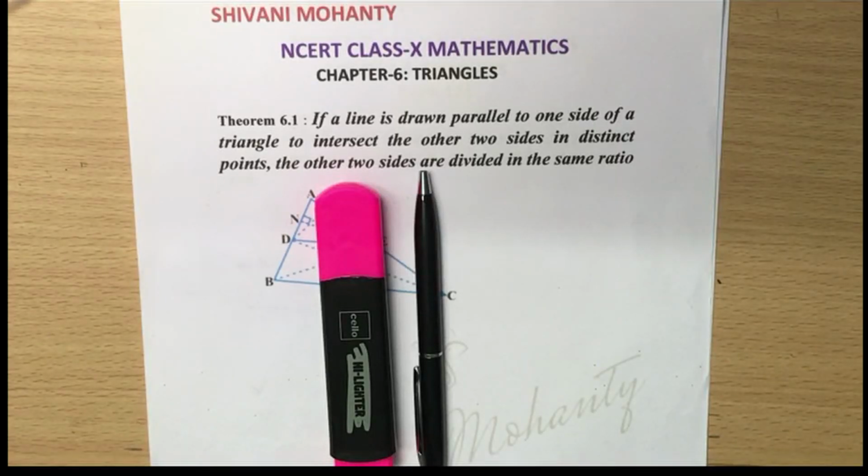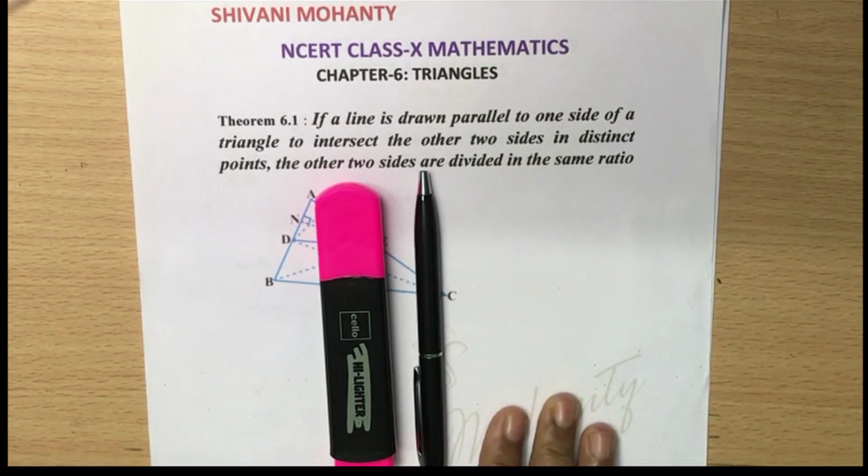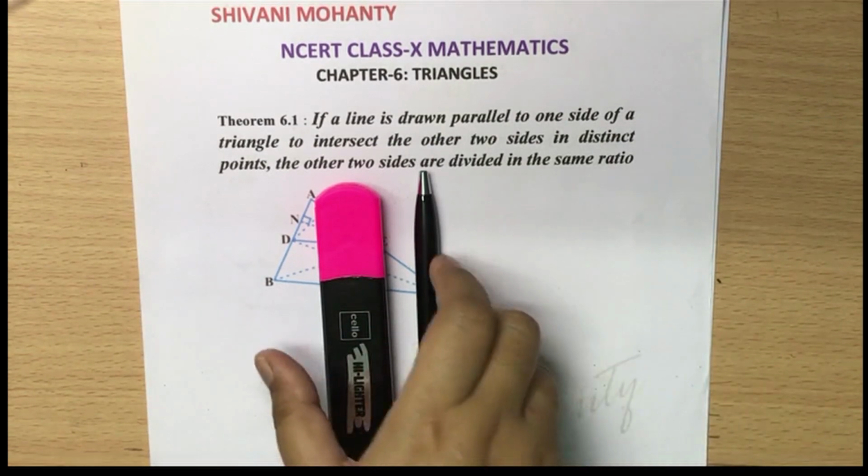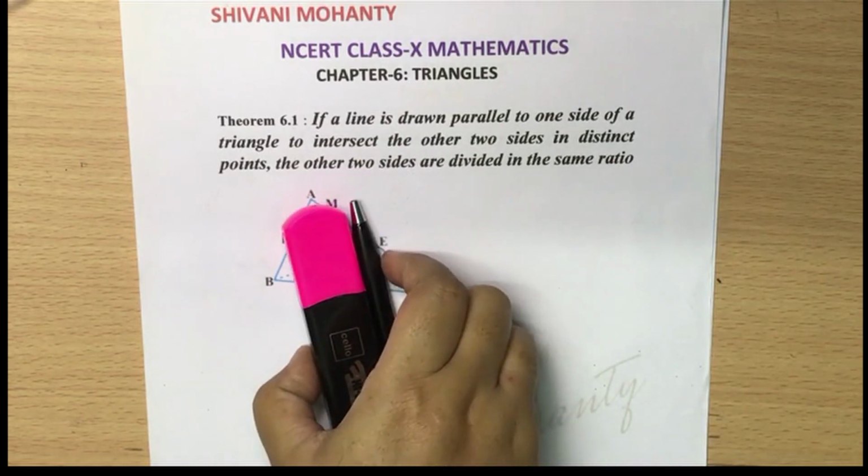Hello children. So we have finished our trigonometry. We have also done some applications of trigonometry. So today I am starting a new chapter, that is triangles. And I am sure you must have studied about congruent triangles earlier in class 9, 8 I think. But this triangle chapter in class 10 deals with similar triangles.